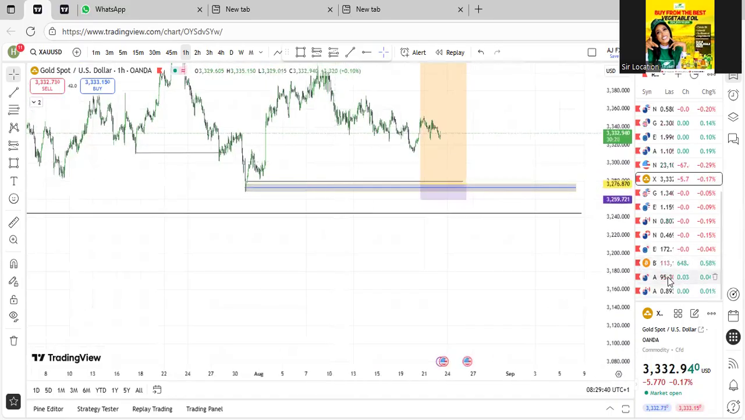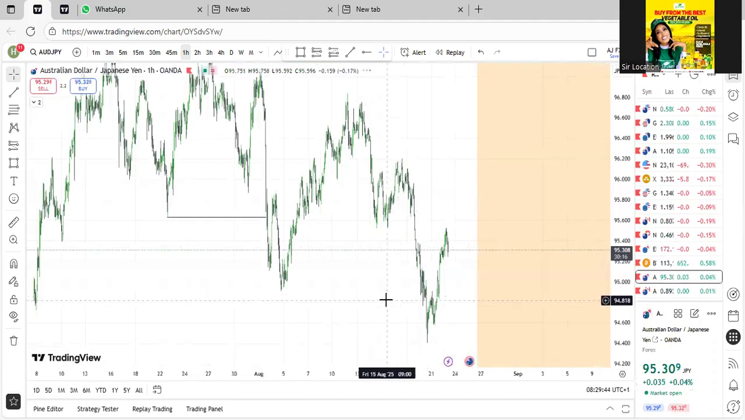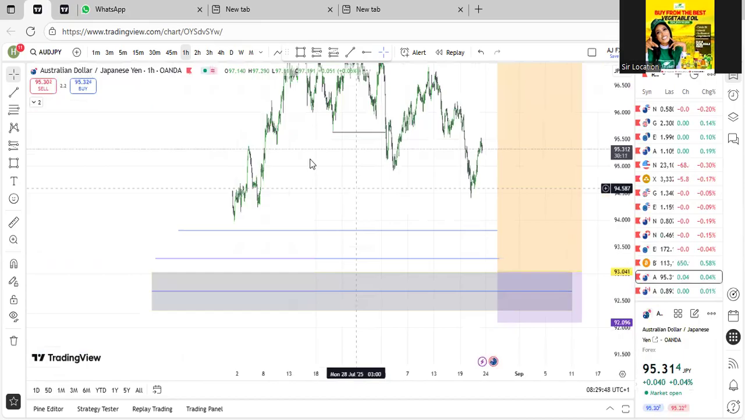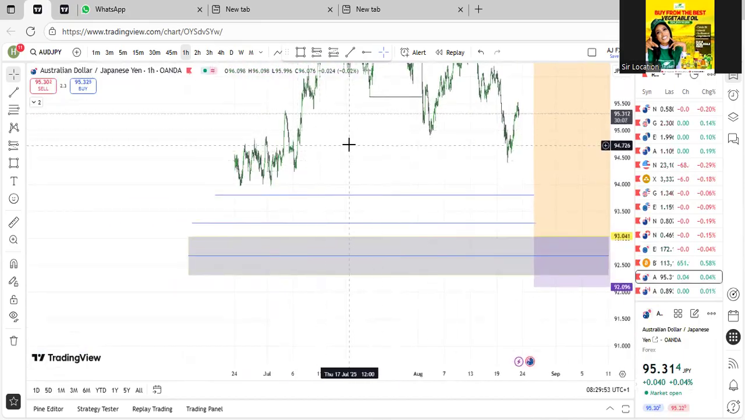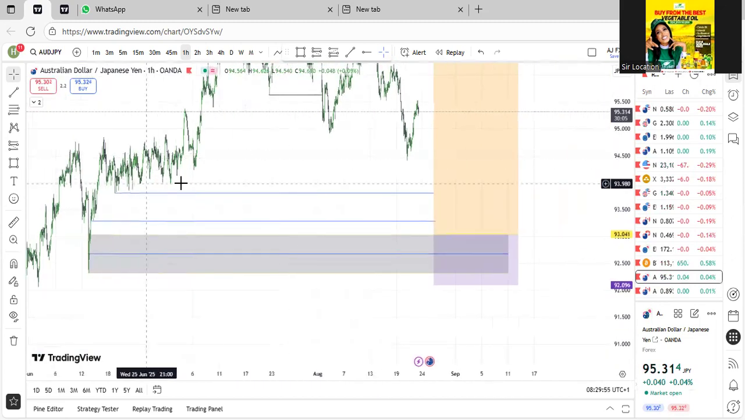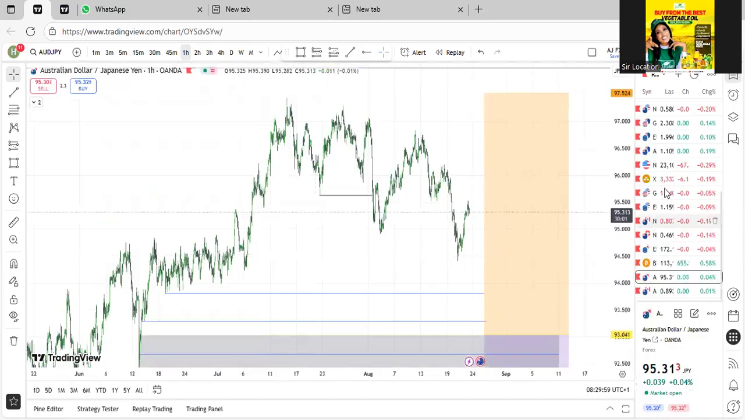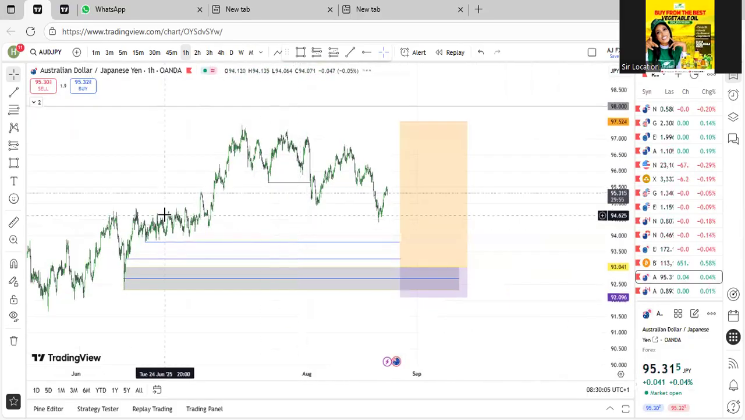We are still waiting for AUDJPY. High probability setup. We are still waiting for AUDJPY. All these levels are liquidity, then this is our point of interest. So we are waiting for a lot of buy limits. This may actually activate maybe by next week.